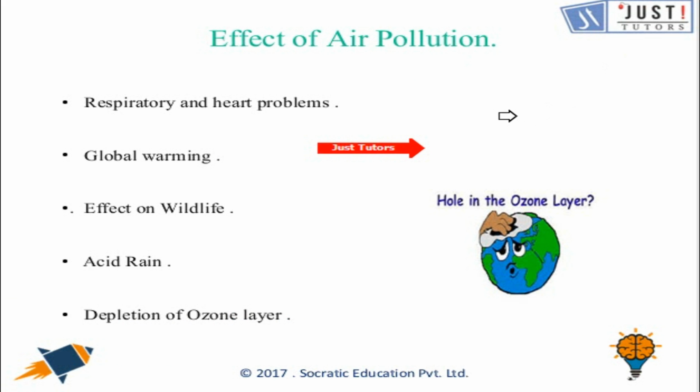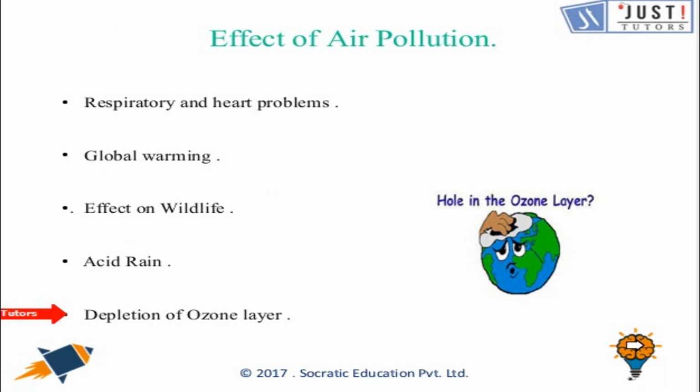Well, because of air pollution one may have respiratory and health problems. It's a major cause of global warming. It has a really bad effect on wildlife. It causes acid rain. Basically acid rain possesses a high level of hydrogen ions which can have harmful effects on plants, animals and infrastructure. And with that it's a major cause of depletion of the ozone layer.